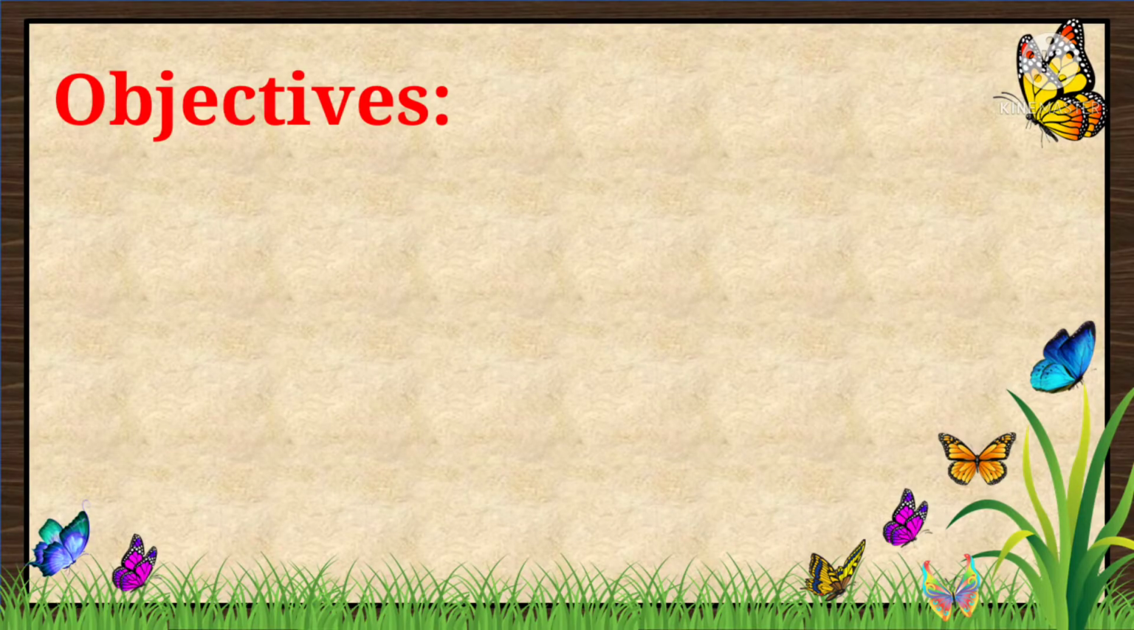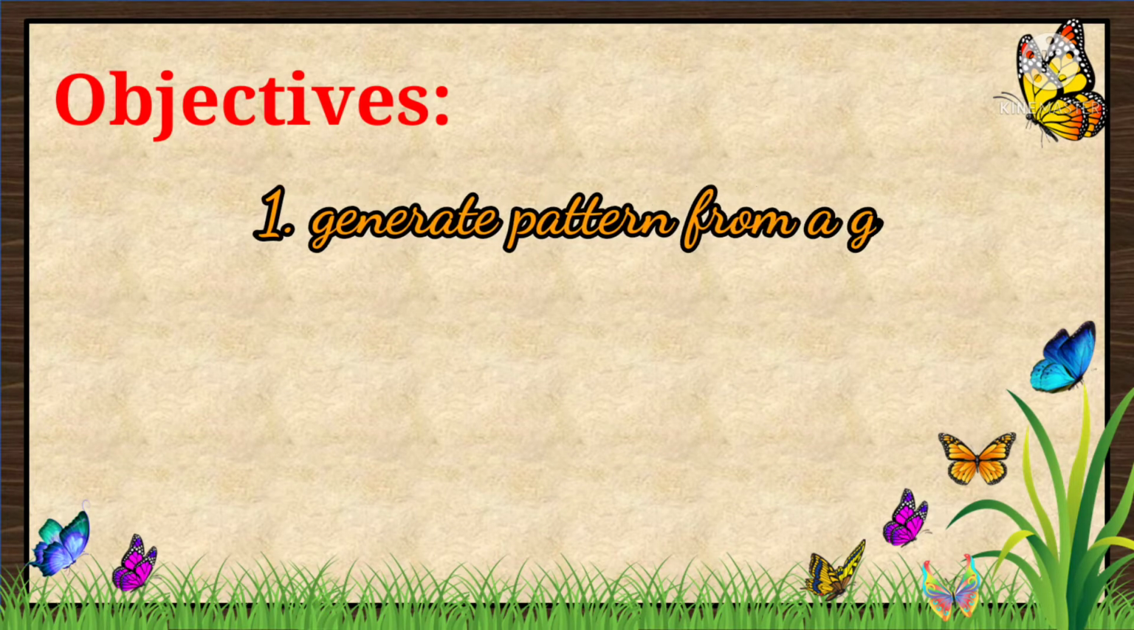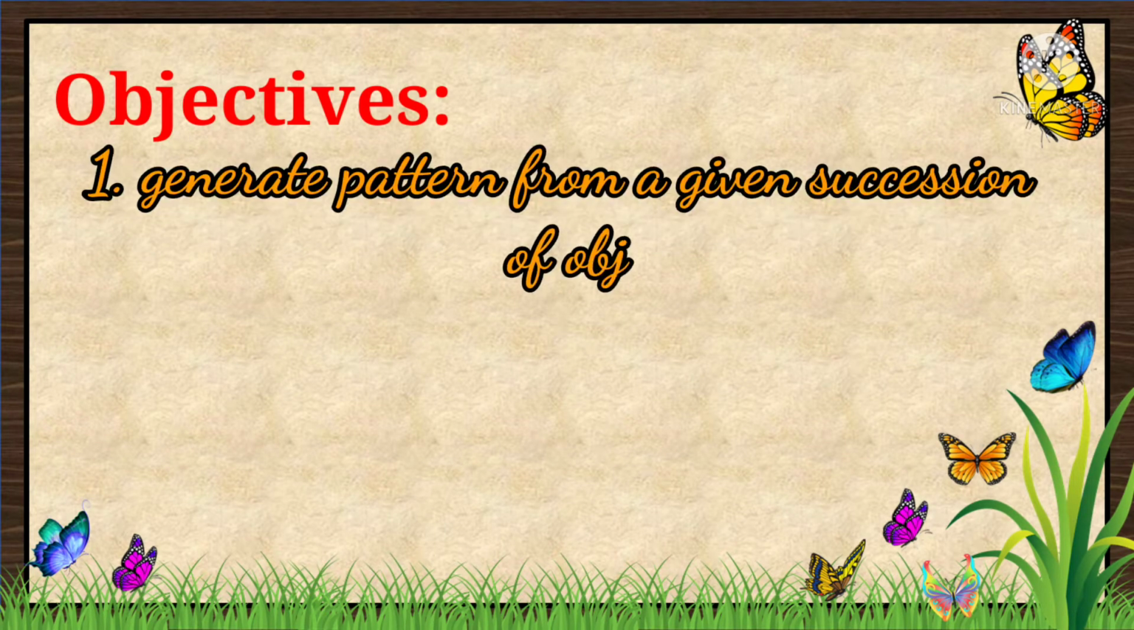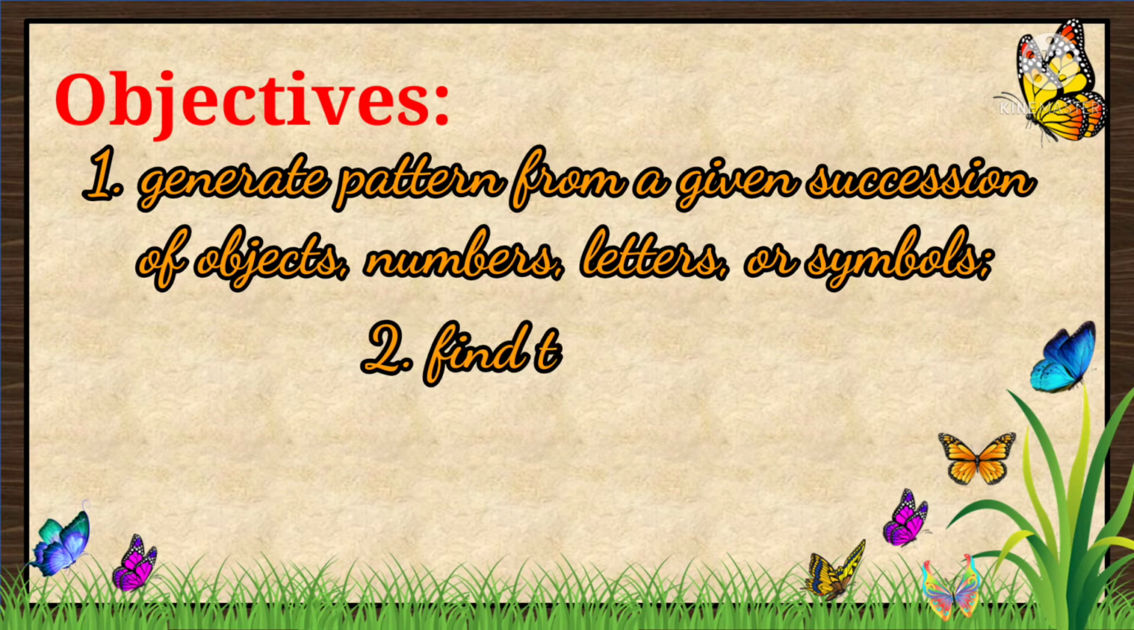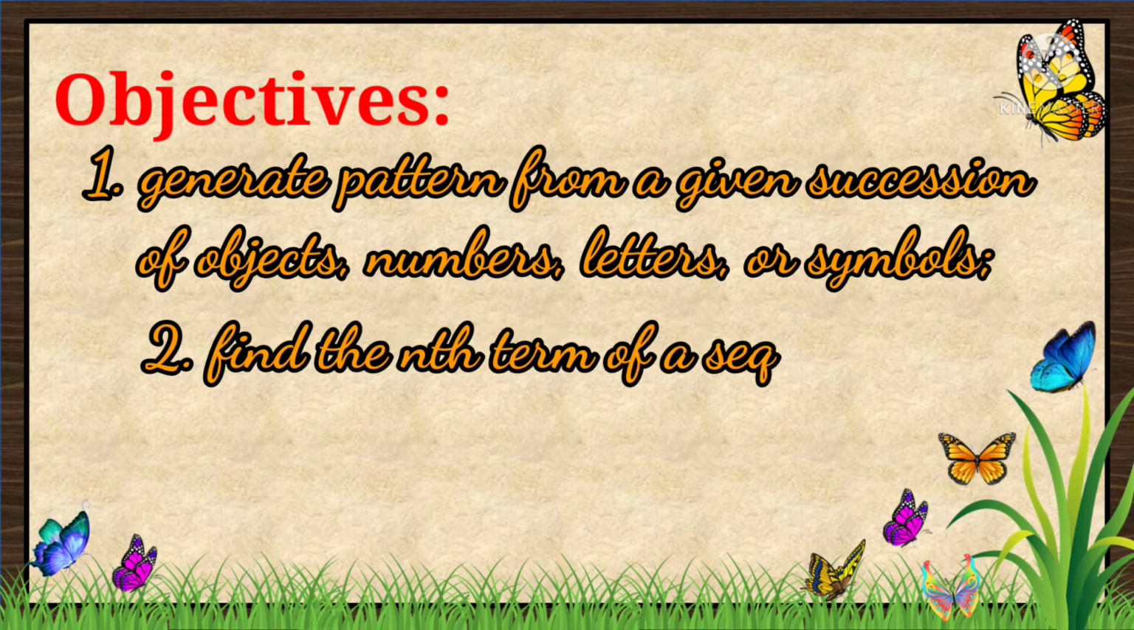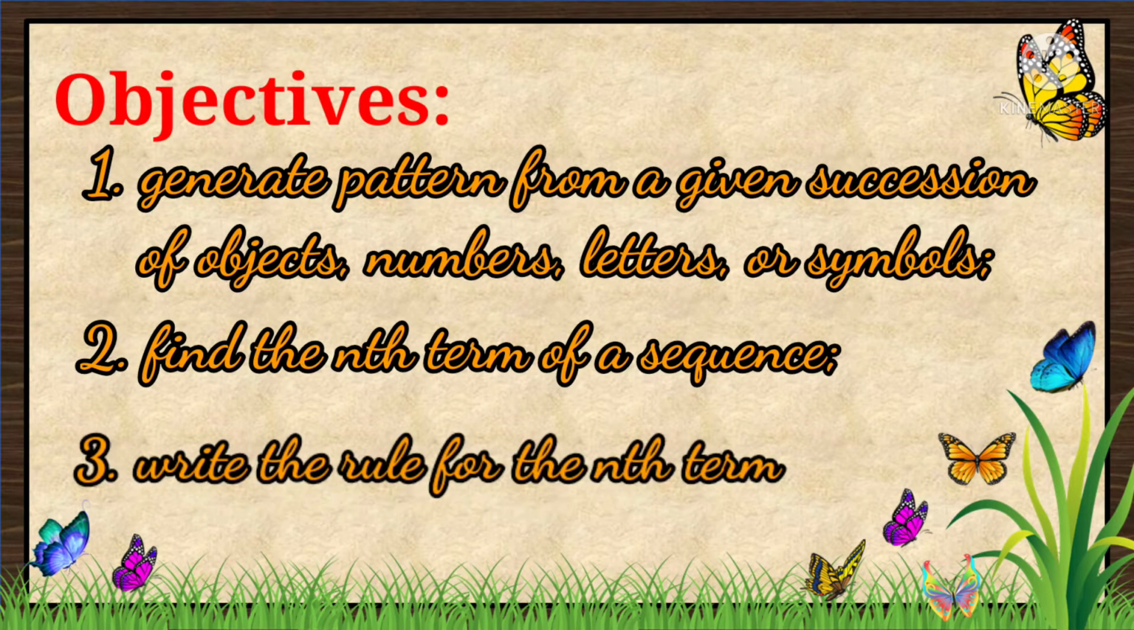The scope of Module 1 is to develop your skill in generating patterns. While going through this module, you are expected to first, generate a pattern from a given succession of objects, numbers, letters, or symbols. Second, find the end term of a sequence. And third, write the rule for the end term of a sequence.